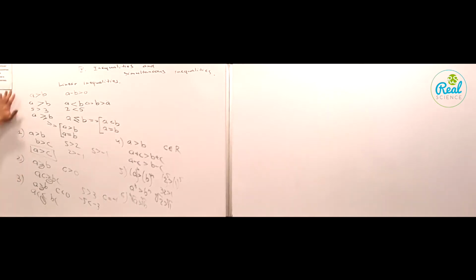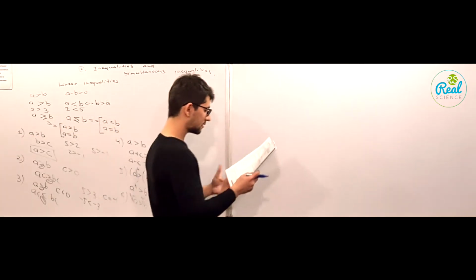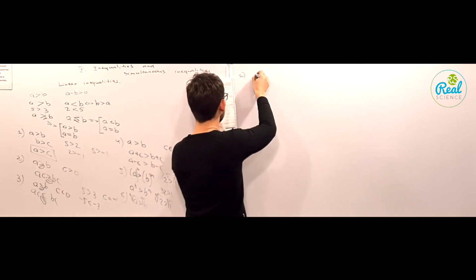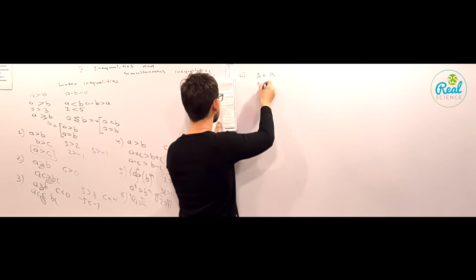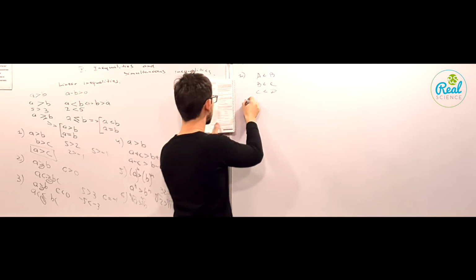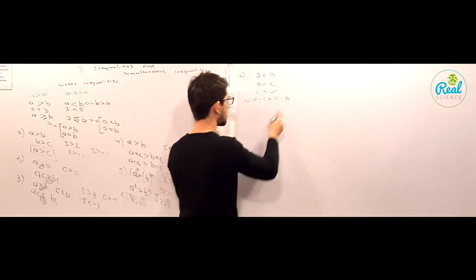So this was the introduction for inequalities. Have you understood it? Let's do some exercises. Let's look at the first exercise, A part. You are given A is less than B, B less than C, D greater than C. So the first one, A, is saying D minus C is greater than D minus B.